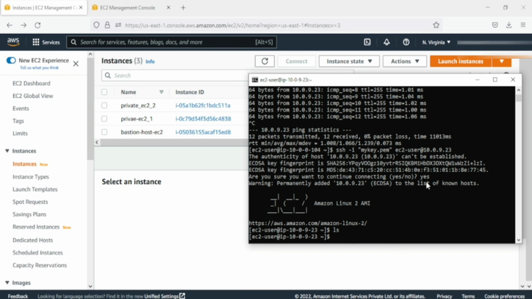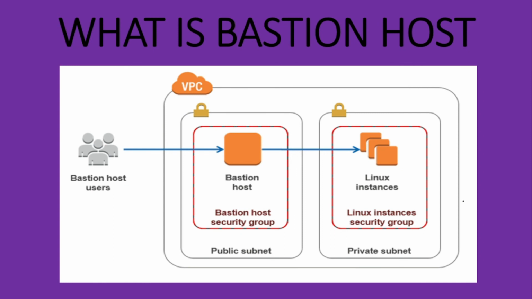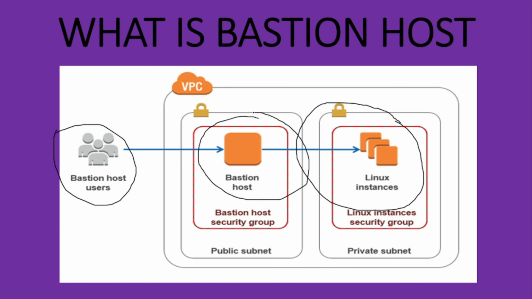If I try to connect with some different IP, it will not work. And this is the beauty of the Bastion host. If you look at this diagram, we will understand it more clearly. We, as a user sitting over here on our machine, want to access these EC2 instances which are in the private network of AWS, or which are not publicly accessible. So we have created a Bastion host in the public subnet of AWS.